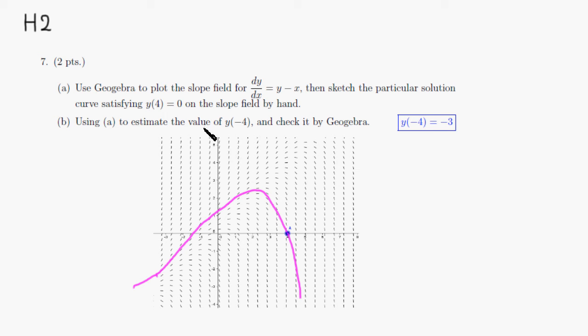For part B we want to use this to find the value of f of negative 4. Negative 4 is back here, so I should have kept this picture a little bit larger. So here's negative 4. Then you go down here, and it's probably around there. You can see that it's probably around negative 3-ish. So that's our guess, negative 3. Then we want to check it with GeoGebra, so we're going to go back and see if this is the case.